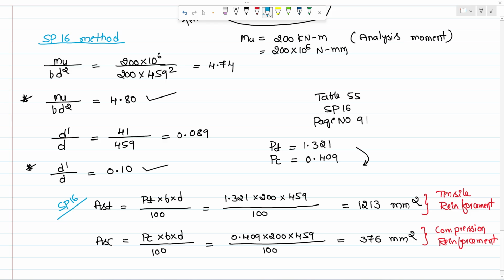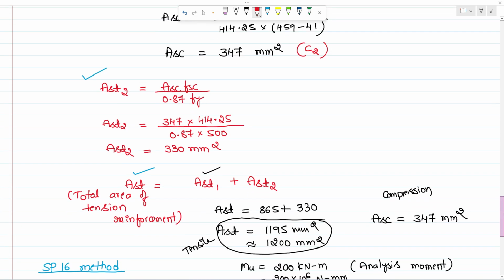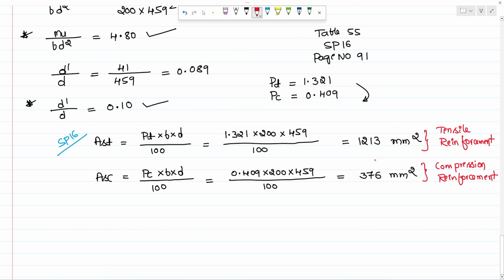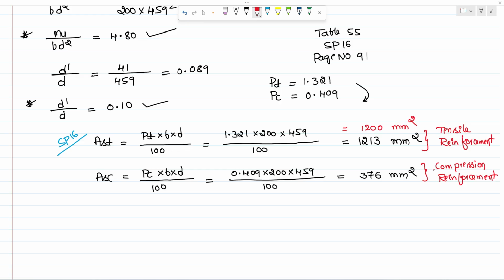What is the answer you got in IS 456 method? AST it is 1200 mm square, and ASC it is 347 mm square.